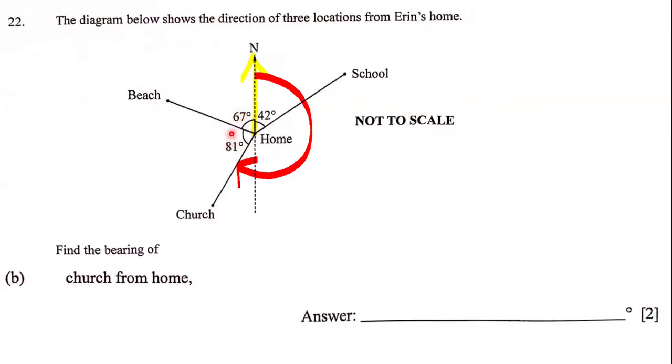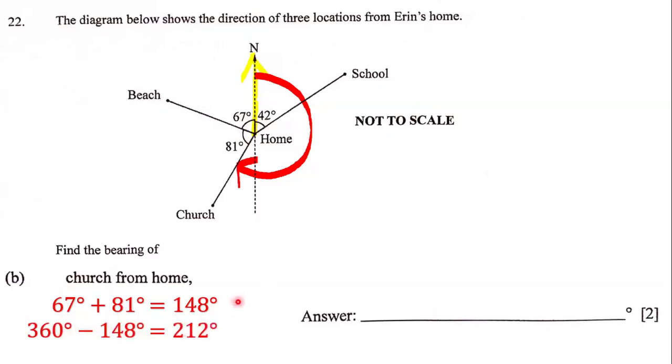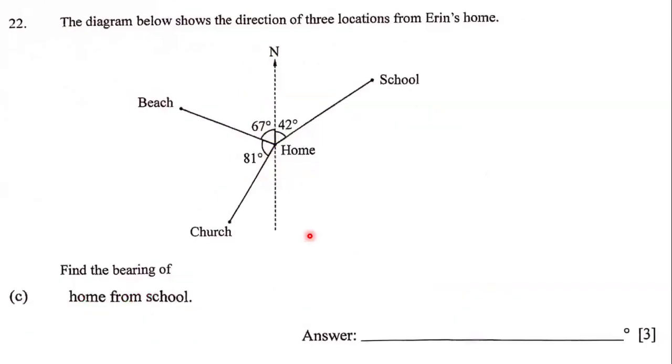If we add those two together and then take that sum and subtract it from 360, we should get the red part. And so that's what we're going to do. 67 plus 81 gives us 148. And then we take 360 and subtract 148, and that gives us 212. So the answer here is 212 degrees. That's the bearing of church from home.